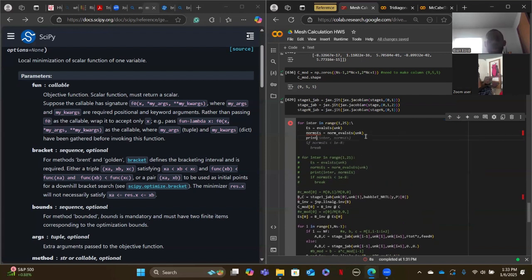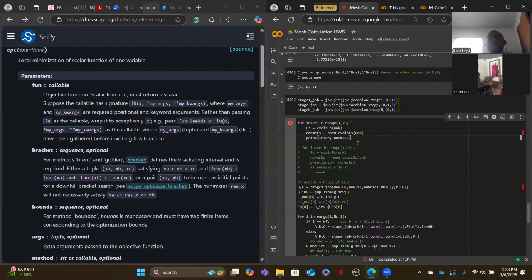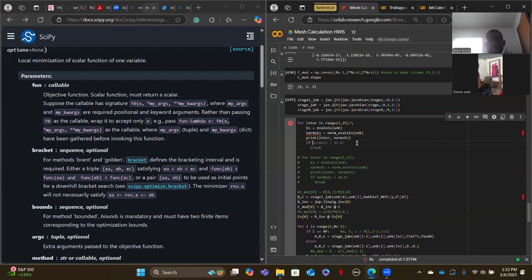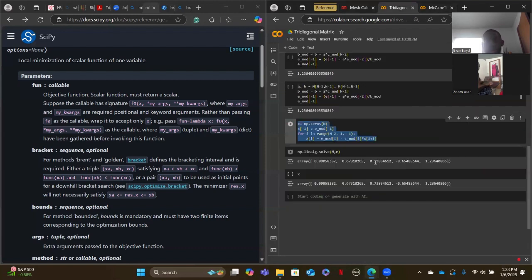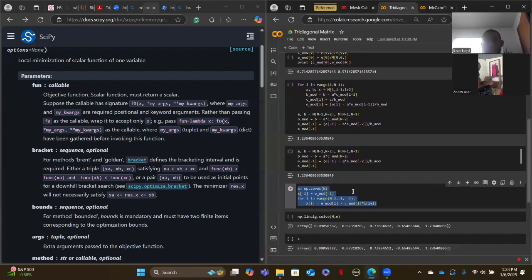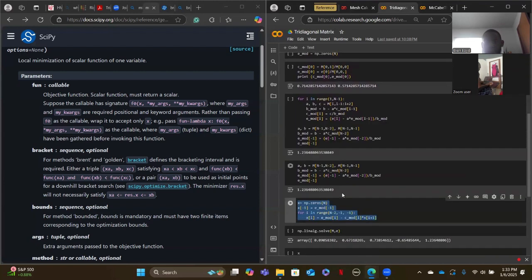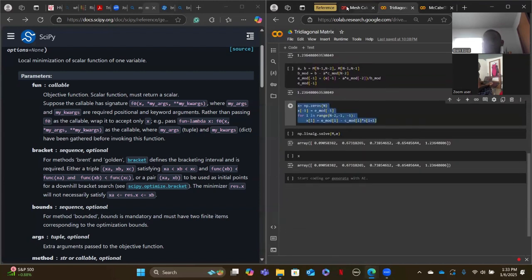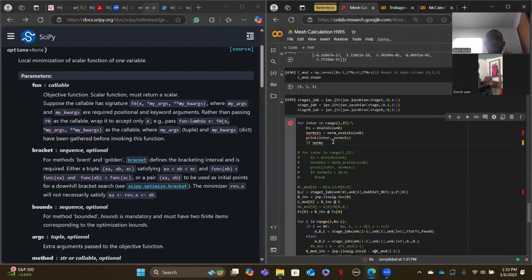And then we will print these out. We'll print the iterations and the normalized E's. And then if our normalized E's, we need to add a break clause, kind of like we did for the tridiagonal up here. I don't know where we did this. We did add a break clause. I don't think I finished this one, but we did add a break clause.